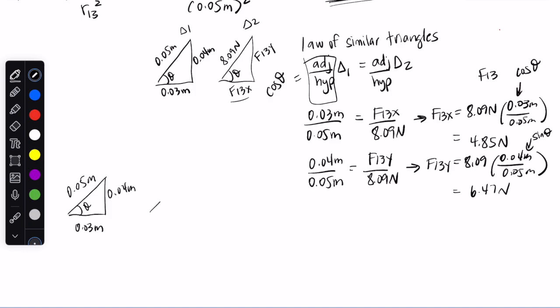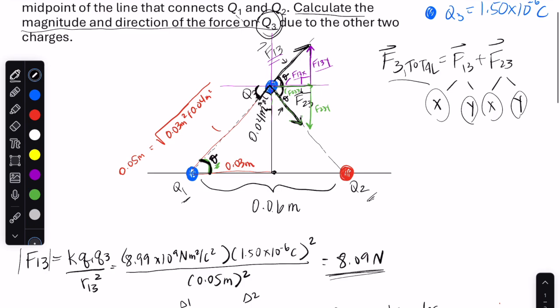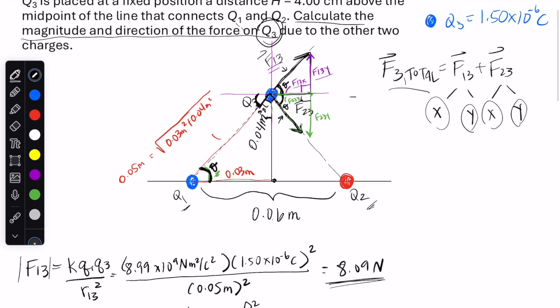And now we're going to draw this triangle here, but we need to rotate it. So let's do this. Let's draw it like this. Okay, this is theta, this is our right angle. And this one is F23y, F23x.